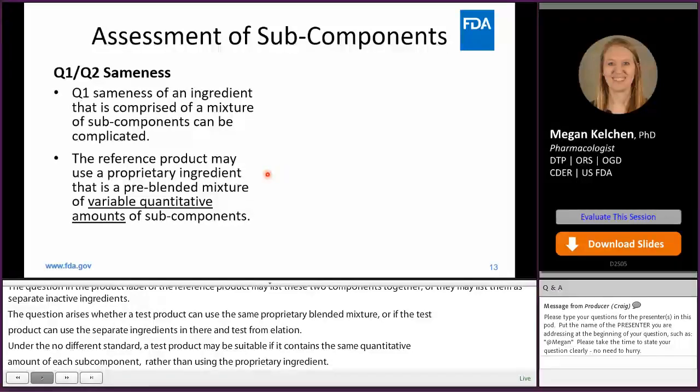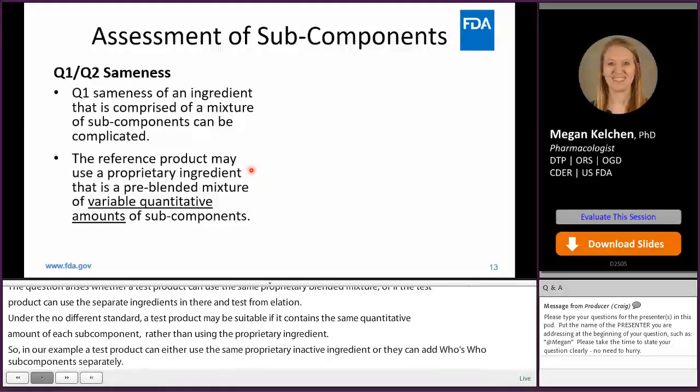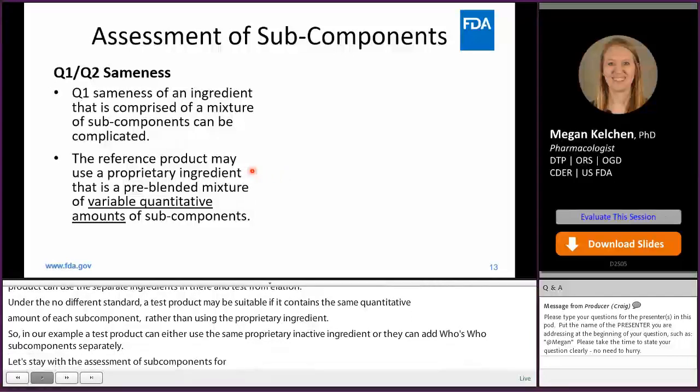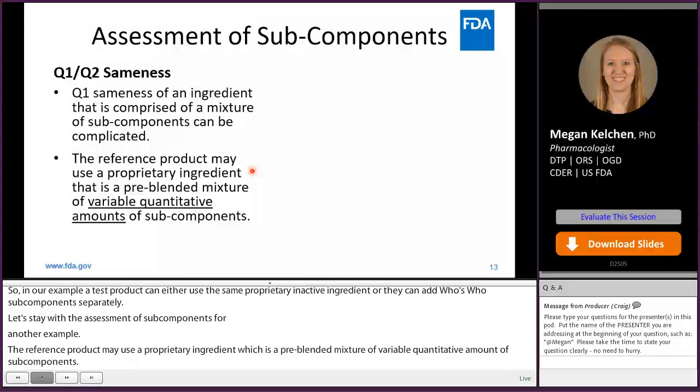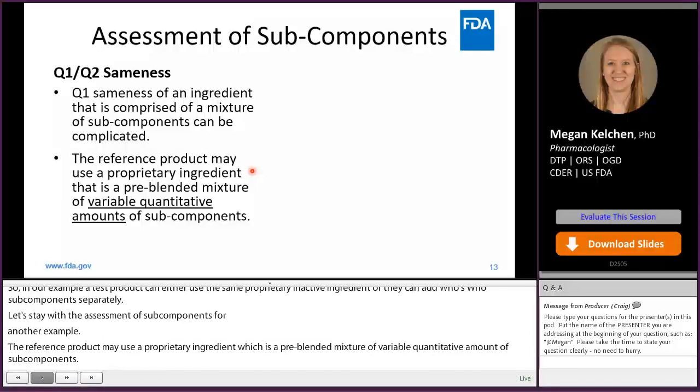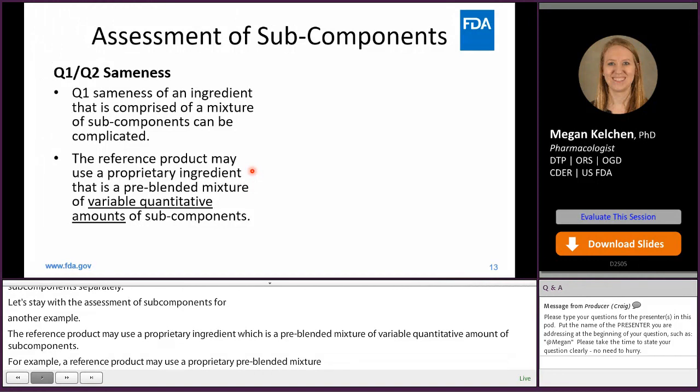The reference product may use a proprietary ingredient that's a pre-blended mixture of variable quantitative amounts of subcomponents. For example, a reference product may use a proprietary pre-blended mixture that contains between 40 to 60% of component A and 40 to 60% of component B. And it can be difficult for a test product to match the reference product as the amount of each subcomponent may vary between different batches of the reference product.